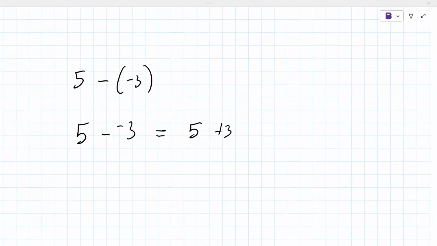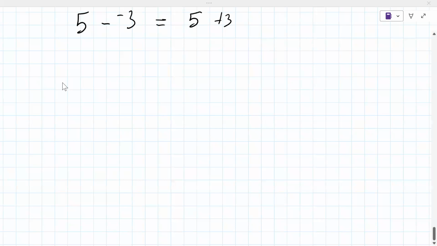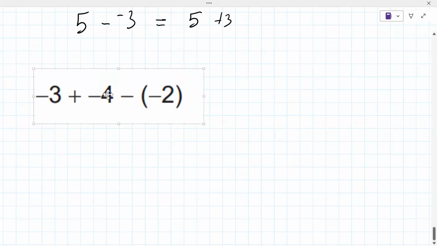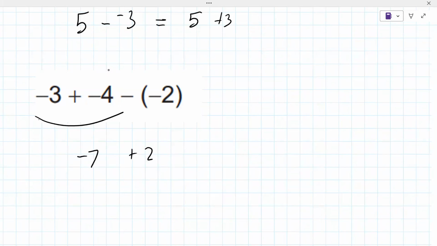All right, so let me grab this first one here for you to try. So this, it's minus 3 plus minus 4, but then this minus a minus becomes a plus. Okay. All right. So go ahead and try simplifying this for me, please. Negative 5, as your final answer? Yes. Okay, so this is negative 7 plus 2, which is negative 5.